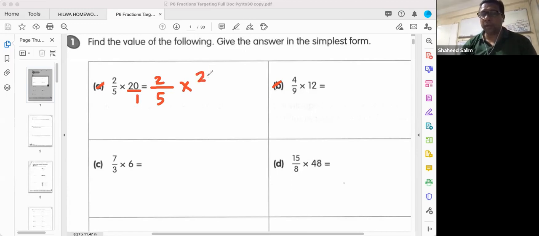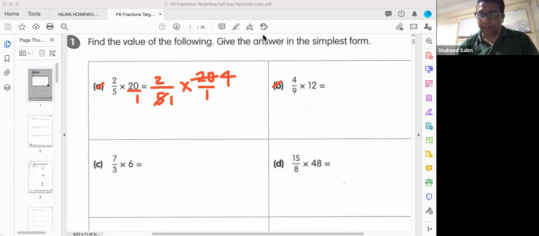Now we put 20/1. Now, we try to find any number on top that can divide by the same number below, or both can divide by 5. This one, you divide by 5, your timetable must be good. 20 divided by 5, you get 4. You know how to do this type? Then 5 divided by 5, you get 1.